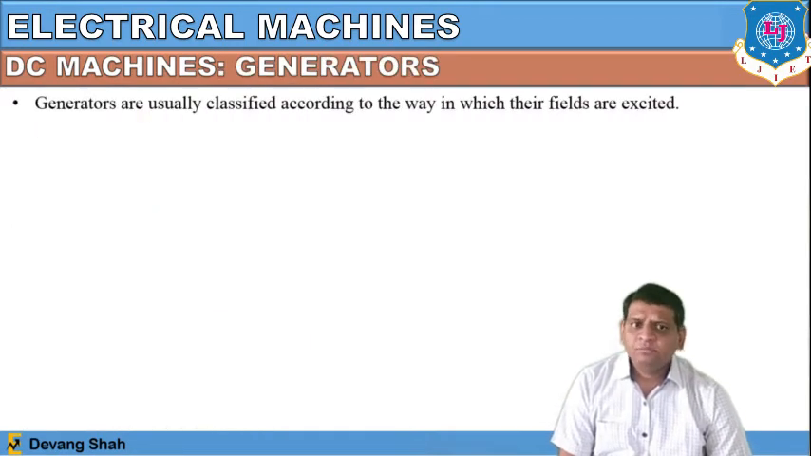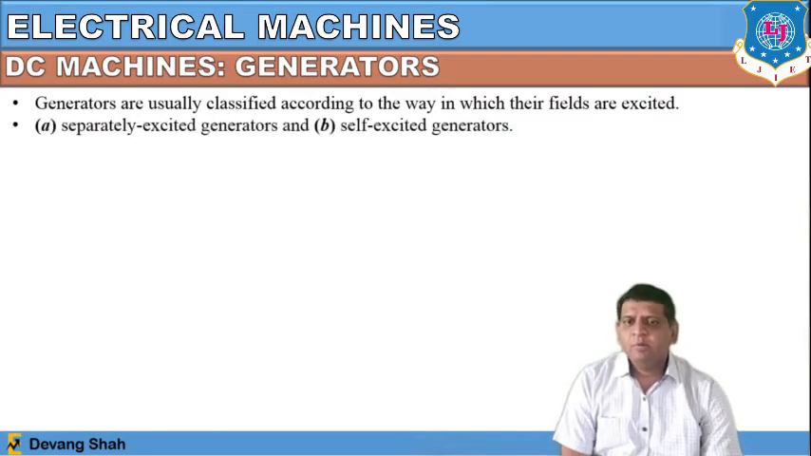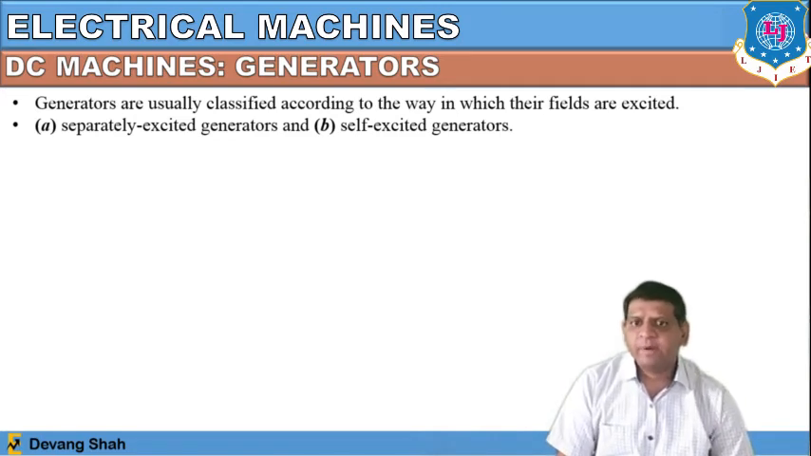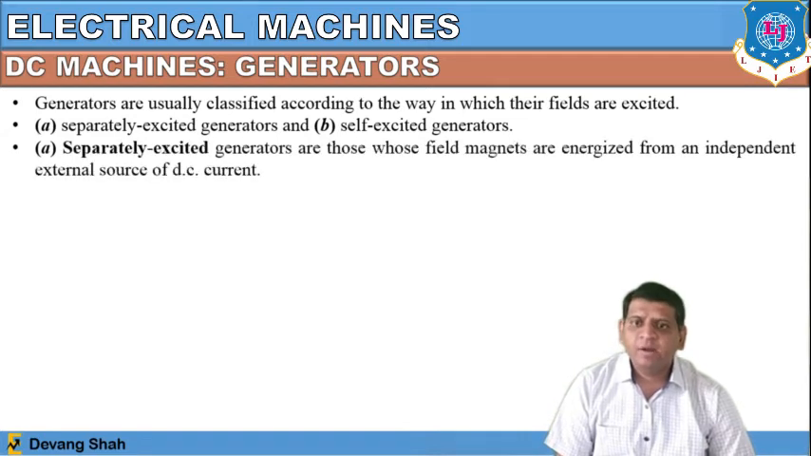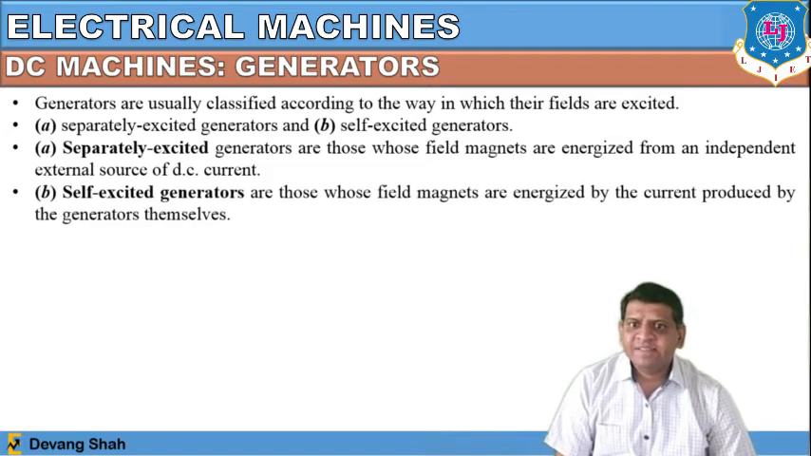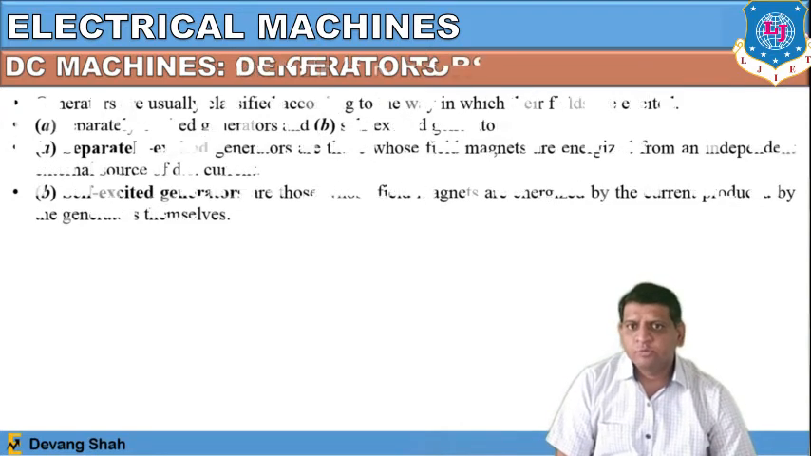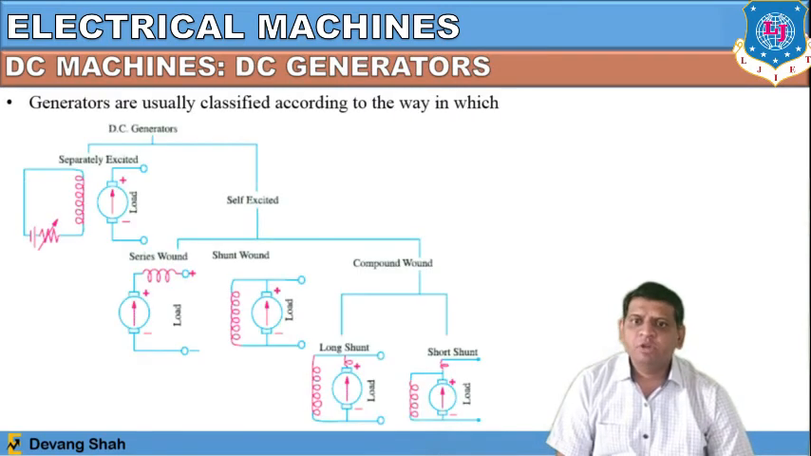Now all these are the different parts of DC machines, and generators are usually classified according to the way in which fields are excited. From that you can find a total of two types of generators. One is the separately excited generator and another one is the self-excited generator. A separately excited generator requires an external source to energize its field magnet. In a self-excited generator, the field magnets are energized by the current produced by the generator itself.